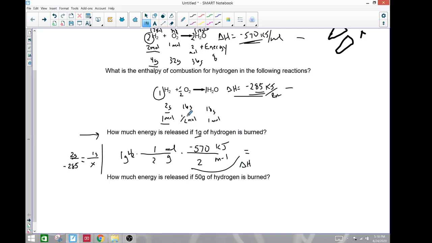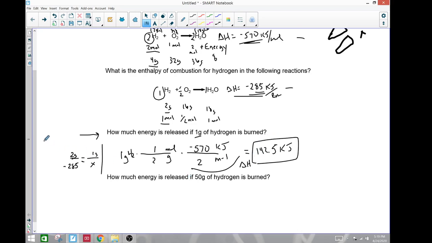Of course, if 2 gave me 285, 1 should give me half that, but you can run the math through as well. So at this point, 1 divided by 2 is 0.5, and I'm going to multiply times 570, divided by 2, equals 142.5, which is exactly half of the other one. So 142.5, and that's kilojoules of energy.